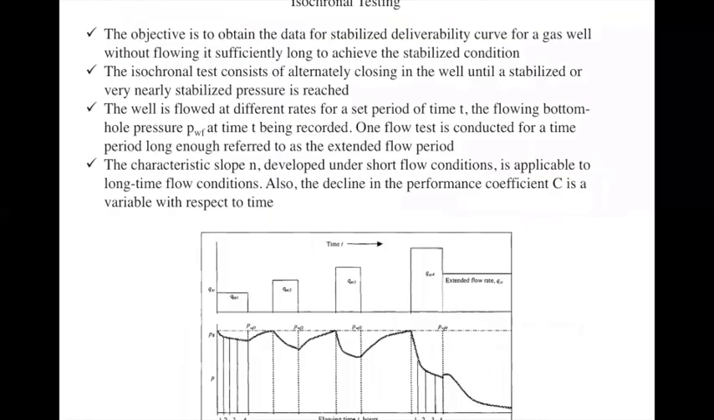Right? Now coming to isochronal testing. The objective of isochronal testing is to obtain the data for a stabilized delivery curve for a gas well without flowing it sufficiently long. Okay, this is just to minimize the time that is taken during the stabilization period. Now this isochronal test consists of alternately closing in the well until a stabilized or near-stabilized pressure is reached. So we are not bothering about getting the stabilized pressure.